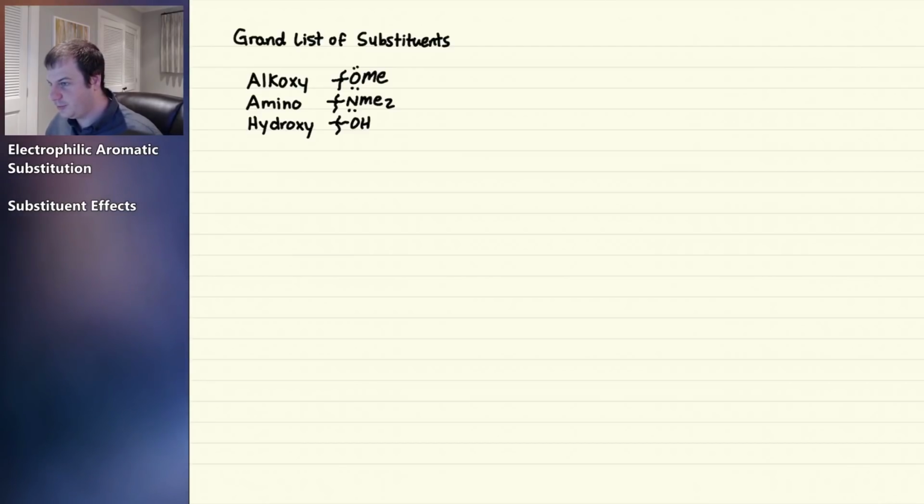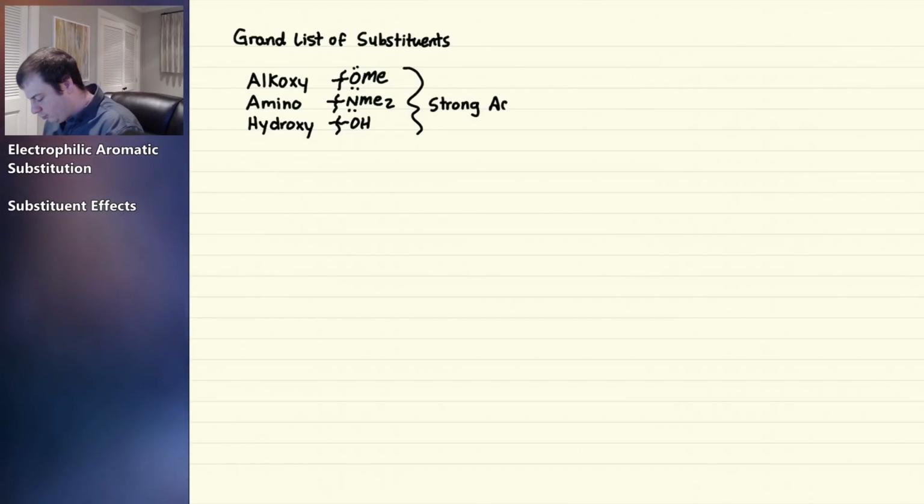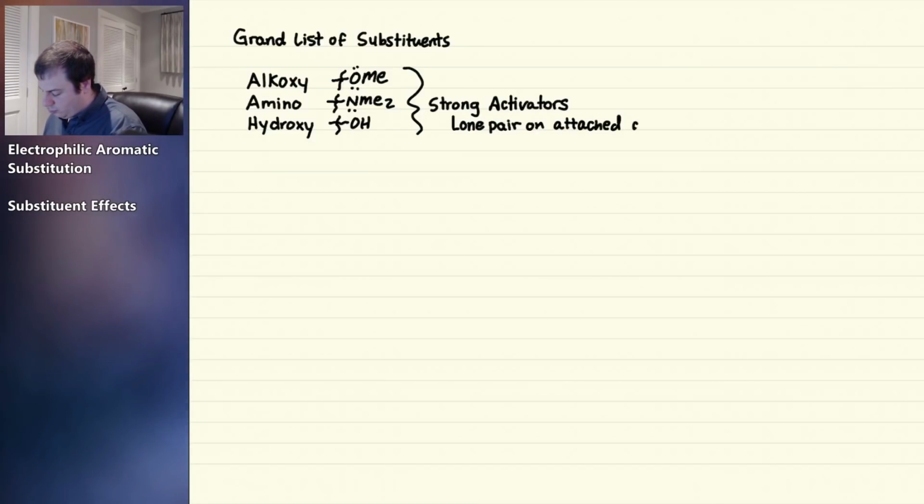So we're going to classify these three groups as strong activators. And the reason they're called strong activators is because they all have that lone pair on attached heteroatoms, so they're resonance donors. And because they're resonance donors, that makes them strong activators.